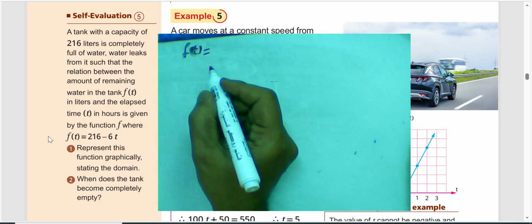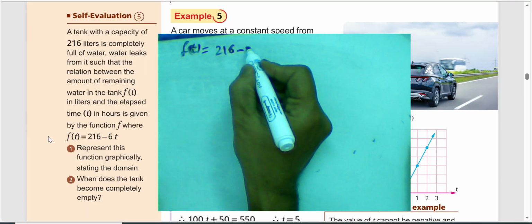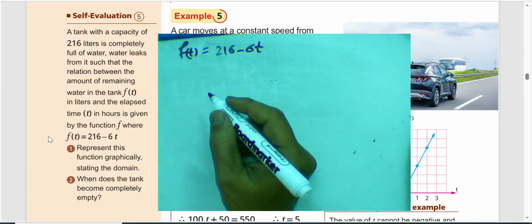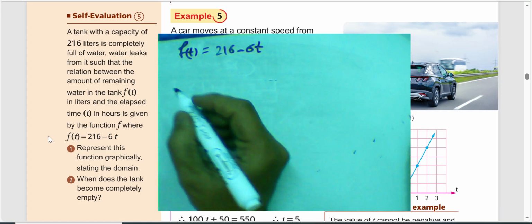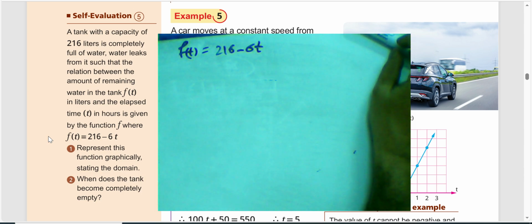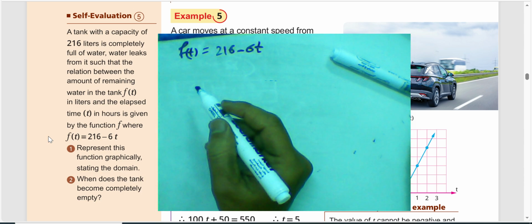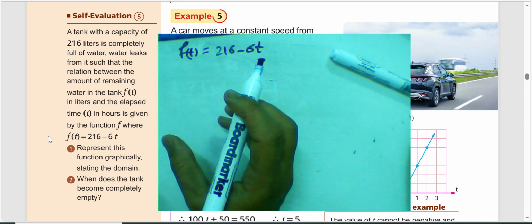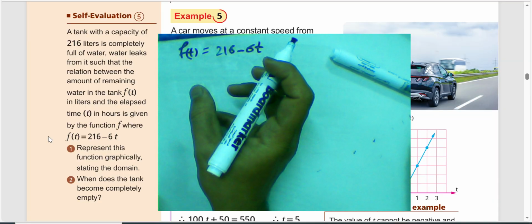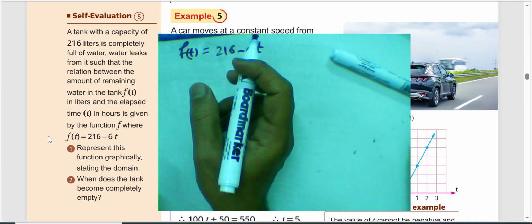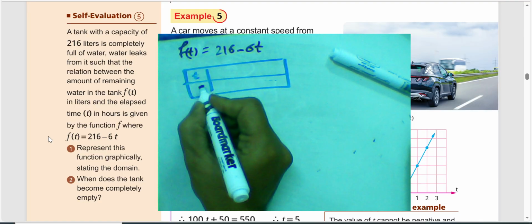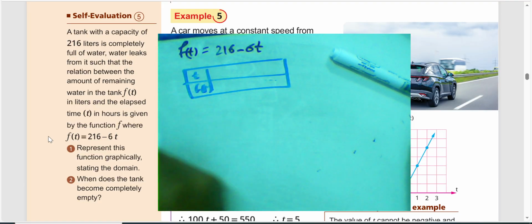f of t was 216 subtract 6t. t is the time, and f of t is the amount of water, where the capacity was 216. Number 1, represent graphically, stating the domain. Okay, we can draw. We write the relation between the amount of remaining water in the tank in liters and elapsed time t. Okay, what about t? We have t and f of t. t is the time.